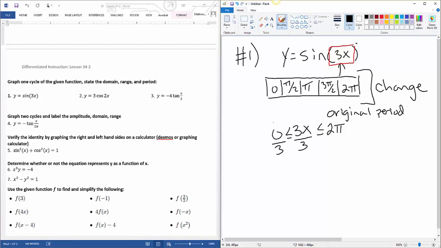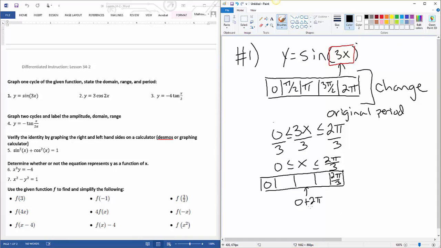So I divide everything by 3, and so I get 0 is less than or equal to x, which is less than or equal to 2 pi thirds. Now I have to create that new box. And so for that new box, this is still 0, this is still 2 pi thirds. And so now to find the middle value, we add the two ends and divide by 2. That's how to find the middle of anything. So this is going to give me 2 pi 6 or pi thirds.